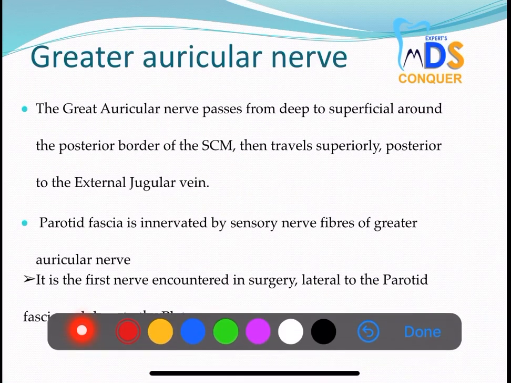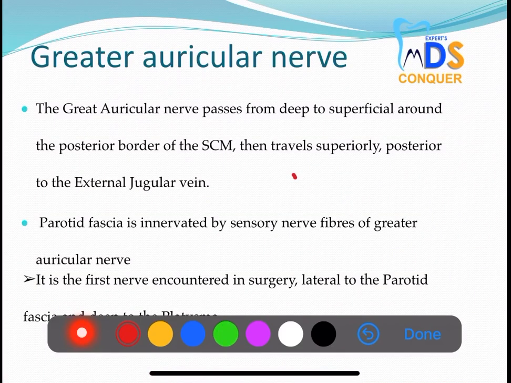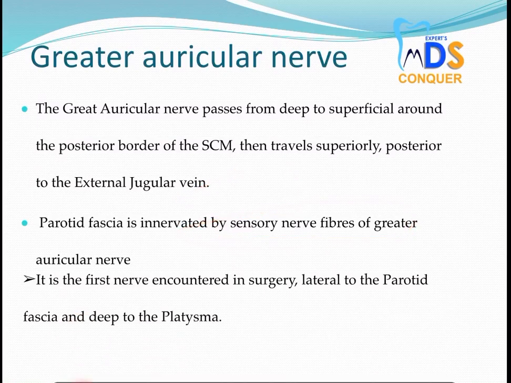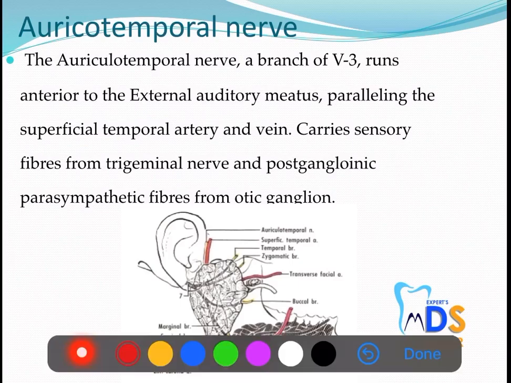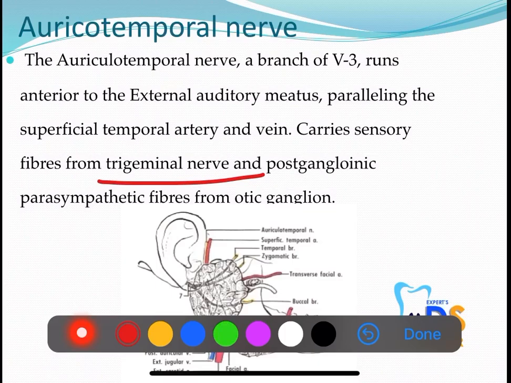So coming to the other nerves, that is the greater auricular nerve. It winds around the posterior border of the sternocleidomastoid, posterior to the external jugular vein, and the parotid fascia is innervated by the sensory fibers of this greater auricular nerve. Okay, so it is a nerve that is first encountered in surgery. Next, the auriculotemporal nerve, we have already discussed the parasympathetic fibers from the otic ganglion, and the sensory fibers are from the trigeminal nerve. So this is how you have to write.